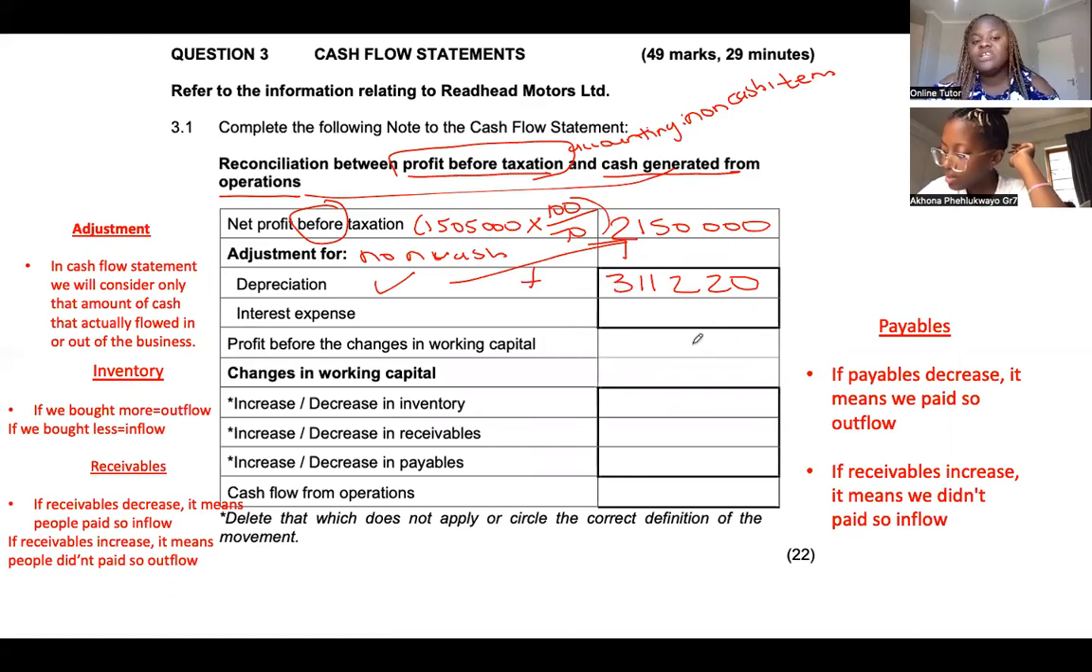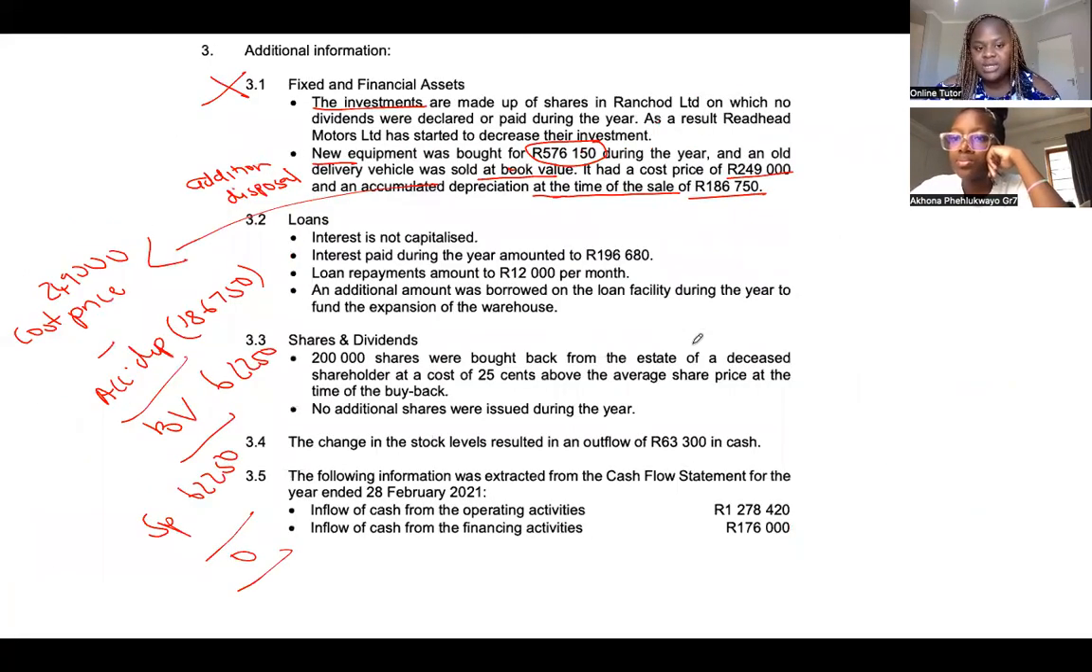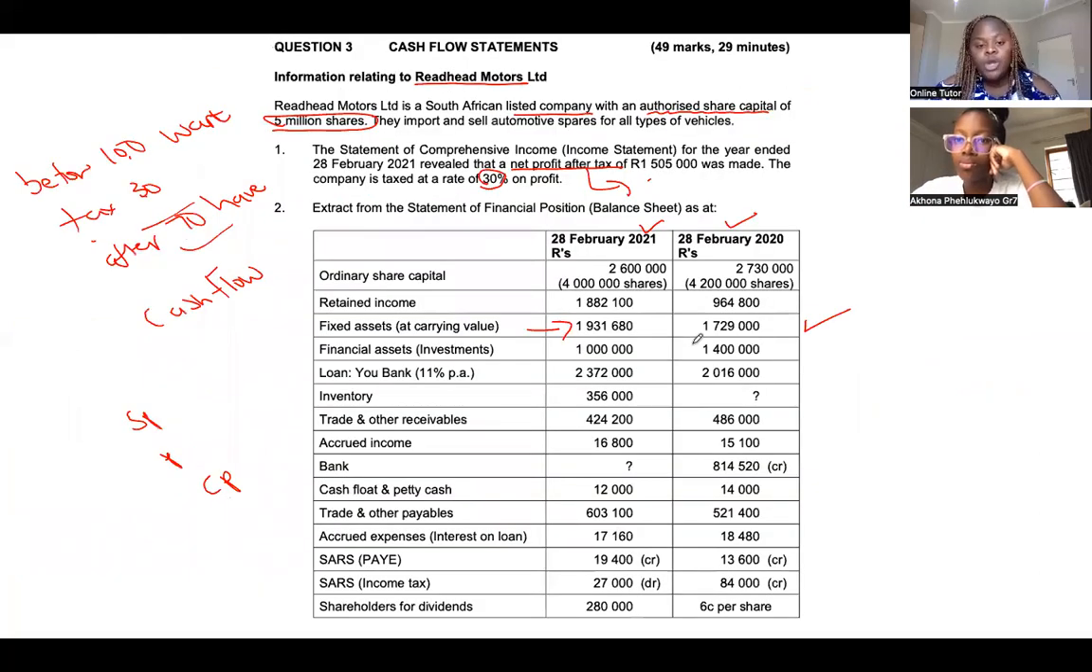Okay, now let's go look at interest expense. Why is interest expense being adjusted for? It's not a cash item, right? It's also an accounting calculation that we do. So we need to take it out as well. So what do we know about our interest in our loan? We know that we have a loan over here. The opening balance of that loan was 2016,000. We know that our closing balance was 2372,000, right? So you can clearly see that this loan increased. We took out more money, right?